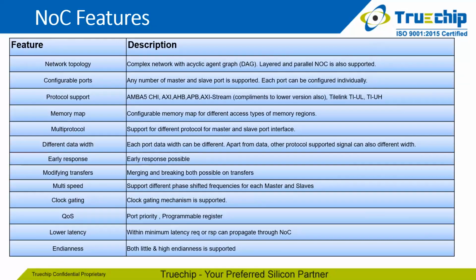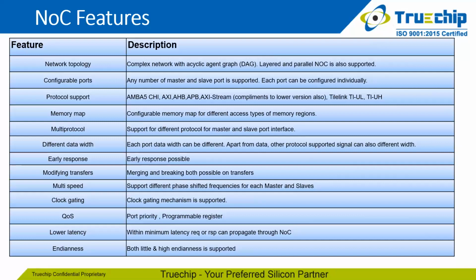For memory map, configurable memory maps for different access types of memory regions are possible. We have multiple protocol support as already discussed. Different data widths, yes, you can have different data widths for any of the protocols we were talking about. Early response is possible; you have to enable early response in Truechip's NOC IP. Modifying transfers is very much possible. If merging of transfers is required, that is possible. If breaking of transfers is required, that is also possible.